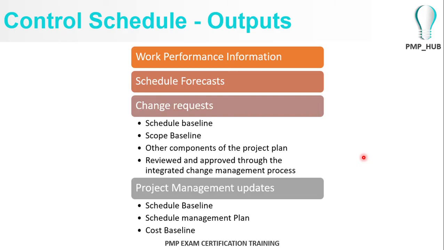Outputs of the control schedule would definitely be the work performance information. As in other control processes, here in the control schedule process, it will generate much work performance information. It will produce information on how much work has been completed and what degree of variation there is, the schedule variance, the schedule performance index values. So all this information will be handy in generating management information reports to your higher management or the PMO office.